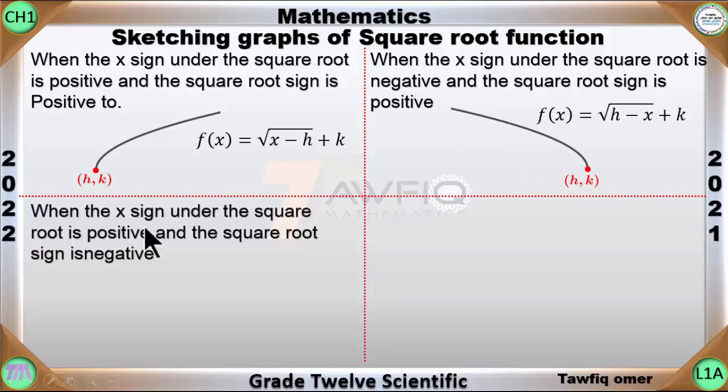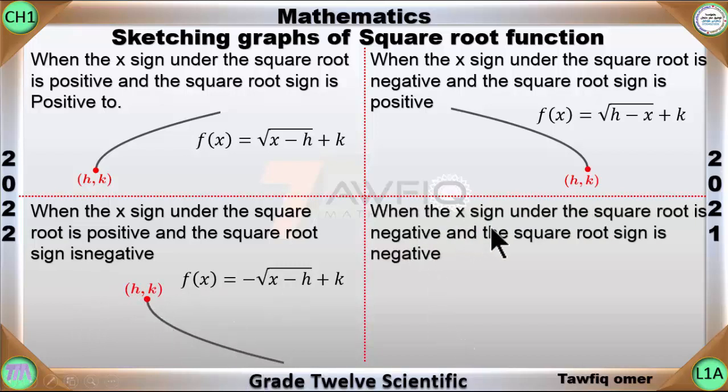When the x sign under the square root is positive and the square root sign is negative, it goes down from (h, k) and down to the right. When the x sign under the square root is negative and the square root sign is negative too, then the graph starts at (h, k) and goes down and to the left.